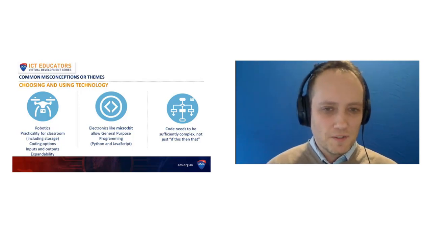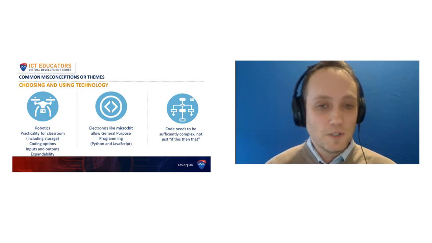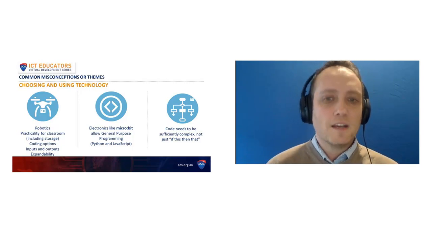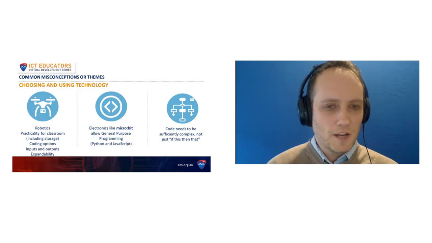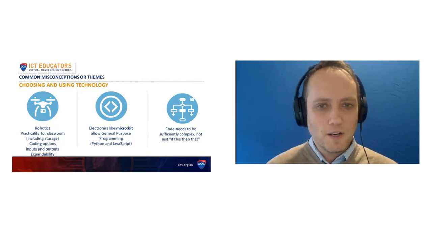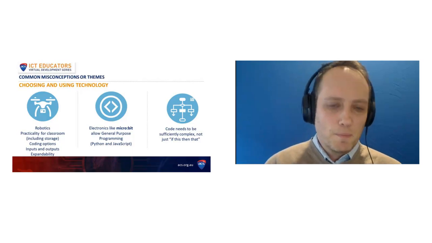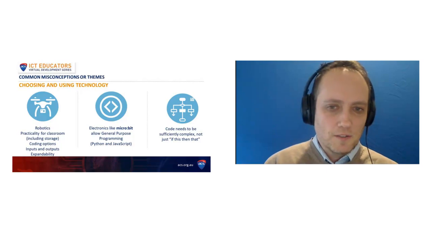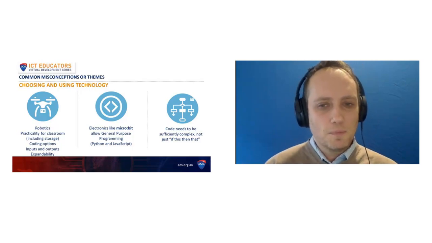I've also got there to mention that electronics, and particularly things like the micro:bit, can be great. They do allow for general purpose programming. You can do both Python and JavaScript on it. I think later we might be looking at Arduino as well, but micro:bit's a great option to look at for electronics. The big point I want to make, whether it's robots or electronics, is my last point there, that your code needs to be sufficiently complex.